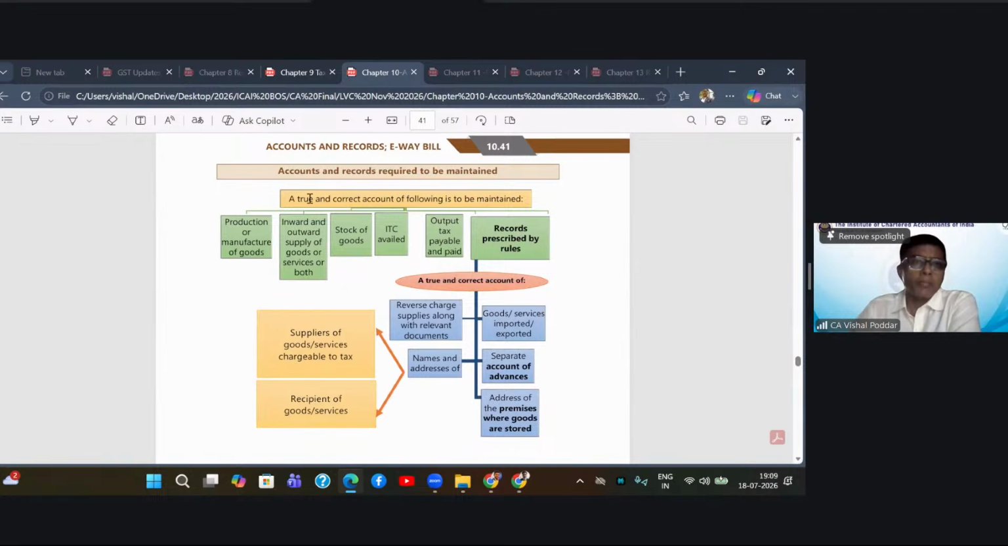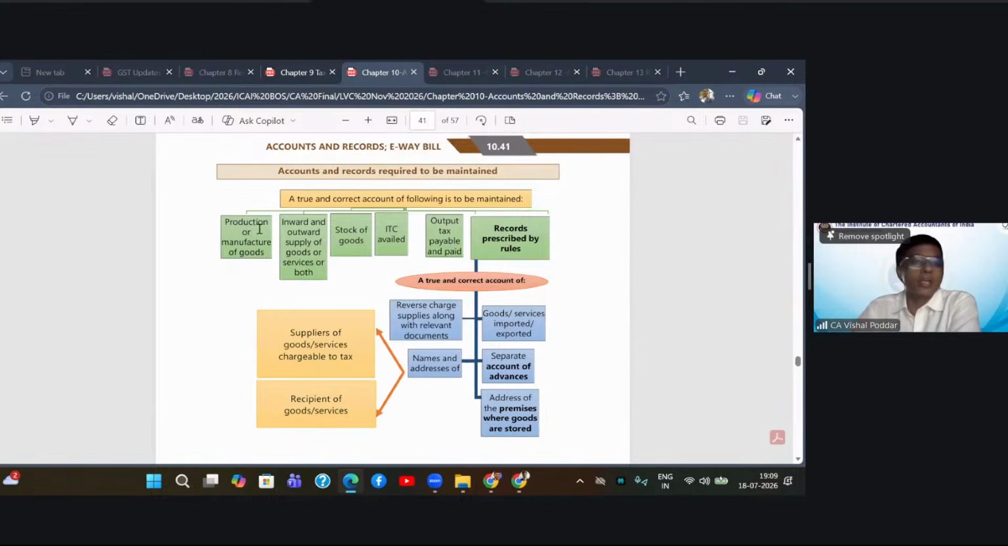Next, importantly, students, remember one thing. Unlike the old laws, here they have not given the names of the books which you have to prepare. Rather, they have only given the details of what information should be contained in the books. So what is the information they want you to record in your books?